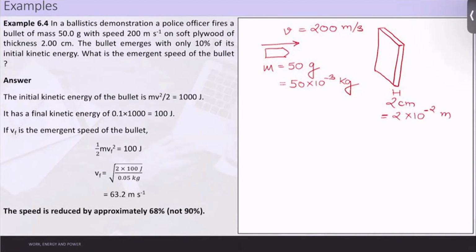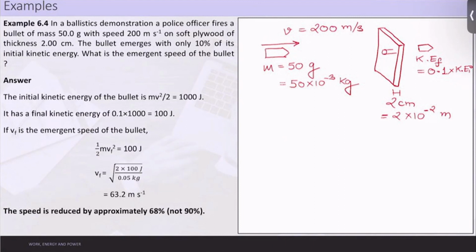The bullet emerges with only 10% of its initial kinetic energy. So after this, let us say there was a hole here. Initially it was completely blank, but afterwards, due to the moving of this bullet through this soft plywood, there was a hole, and the bullet present here has a final kinetic energy, which is equal to 10% of its initial kinetic energy. That is 0.1 into kinetic energy initial.